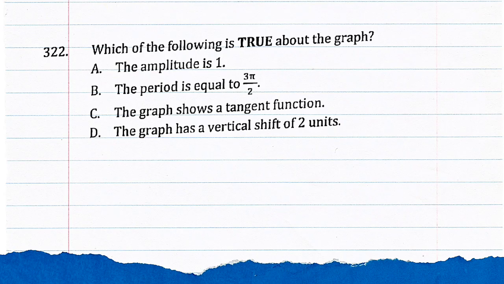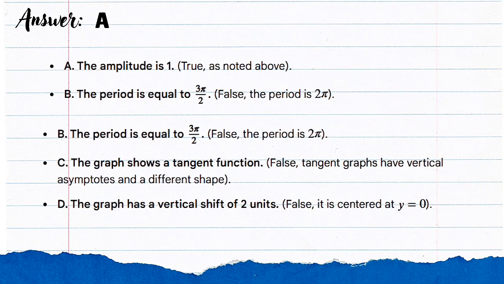Letter B, the period is equal to 3 pi over 2. Letter C, the graph shows a tangent function. Letter D, the graph has a vertical shift of 2 units. And the answer is letter A.